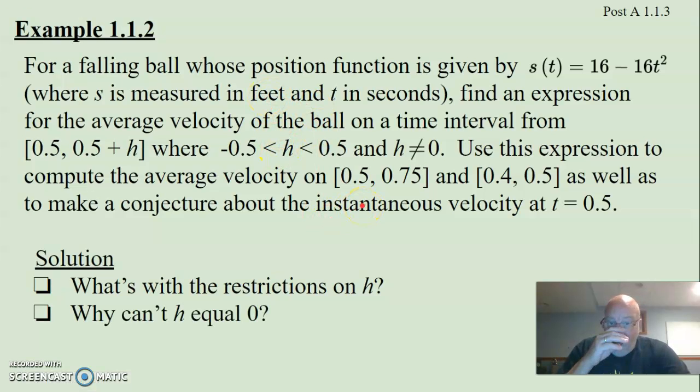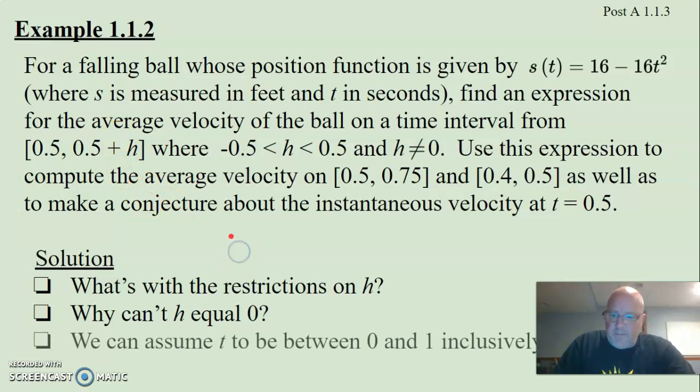Second question, why can't h equal 0? Another restriction that they put on us here. So I want you to think about that. Why can't h equal 0? Again, this one's a little bit easier to answer than the last question, but it's not completely obvious. If h were 0, then I'd be calculating an average velocity from 0.5 to 0.5. The time hasn't changed. So I can't calculate an average velocity if I'm at a single unit of time. So that's why h can't be 0.